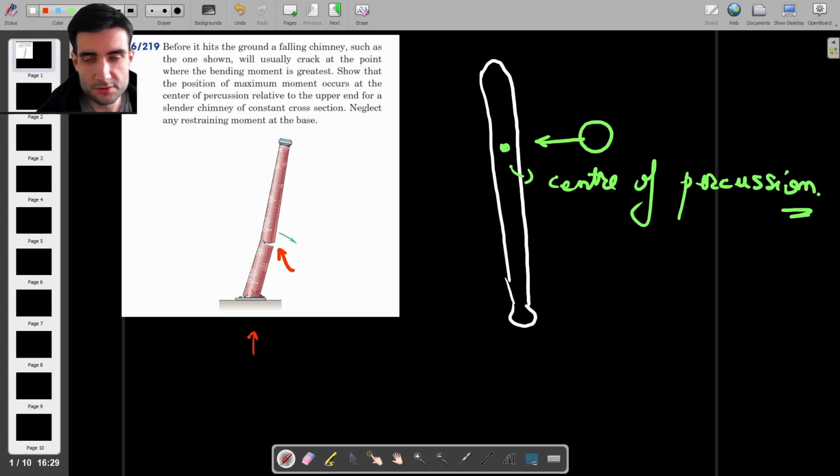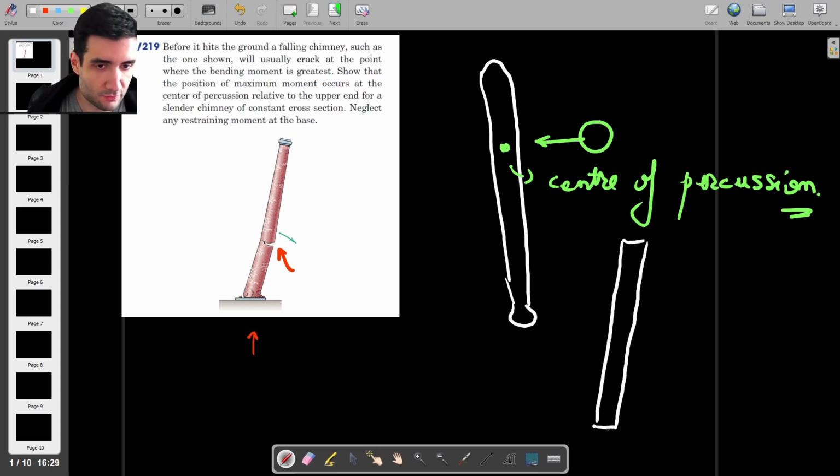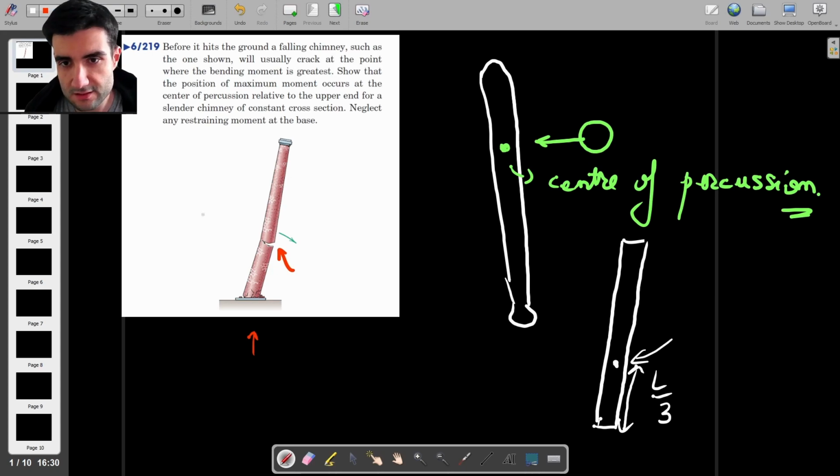Now, the way to do this is we're going to model this chimney as a long slender bar, which is going to be falling, and for a thin slender bar of uniform density, the location of the center of percussion is 1/3 of the way from the bottom, right? So the distance from the bottom to this point is L/3. So that's what we have to show. We have to show that while this chimney is falling, the place where the bending moment is the greatest, has the maximum value, occurs at the center of percussion.